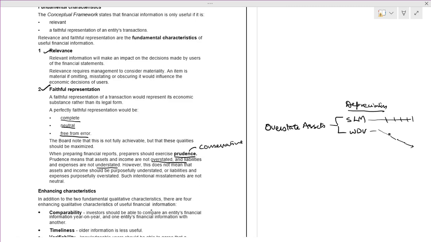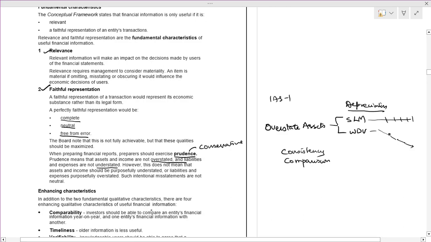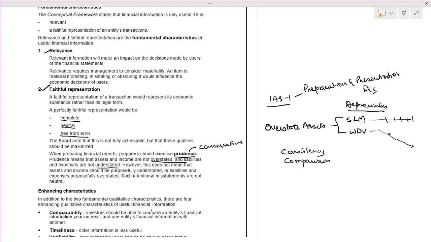Now what happens? What they will stress is that there should be consistency and there should be comparison. This is what we are talking about in terms of IAS 1, preparation and presentation of financial statements. You should have consistency. You cannot change from one method to another method as you wish. These are the things we have to take into consideration. That is the reason you have to be very careful.